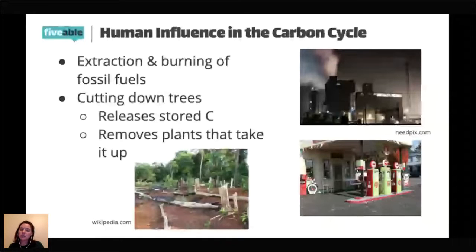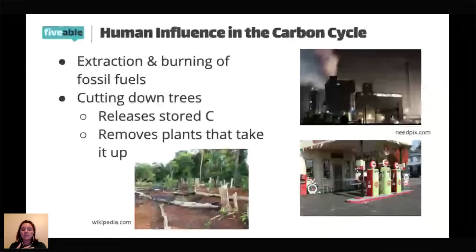And then cutting down trees is another way that we have a big influence on the carbon cycle. So we cut down trees for lots of different reasons. So we cut down trees to make developments. So if we need to build houses or businesses somewhere, we oftentimes cut down trees. And so when that happens, you are releasing the carbon that was stored in the tree itself, depending on what you're doing with it. So if you are cutting it down and burning it, that's a combustion reaction. So that's taking that stored carbon from the tree and releasing it back out into the atmosphere as carbon dioxide.